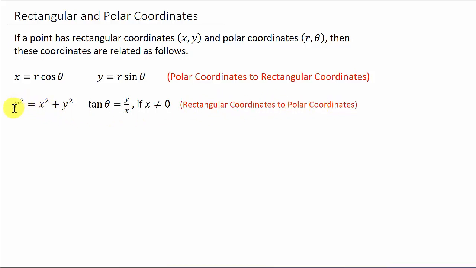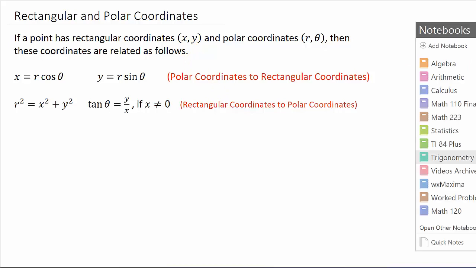So we'll use the fact that r squared is equal to x squared plus y squared, and tangent theta is equal to y over x. Alright, so that's what we're going to use. And just remember, r and theta, that's the polar coordinate. X and y, that's the rectangular coordinate.